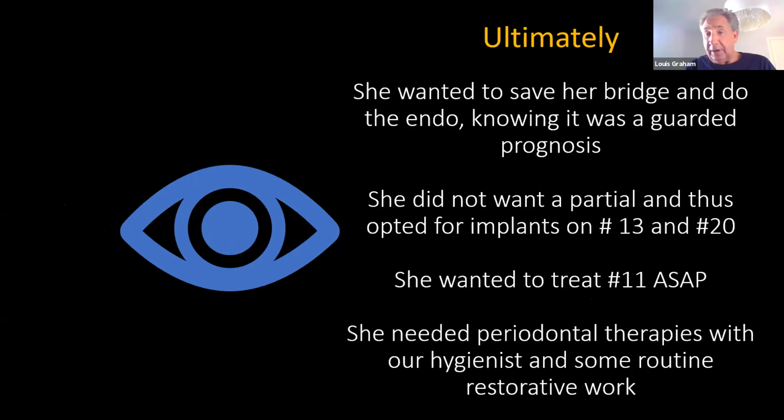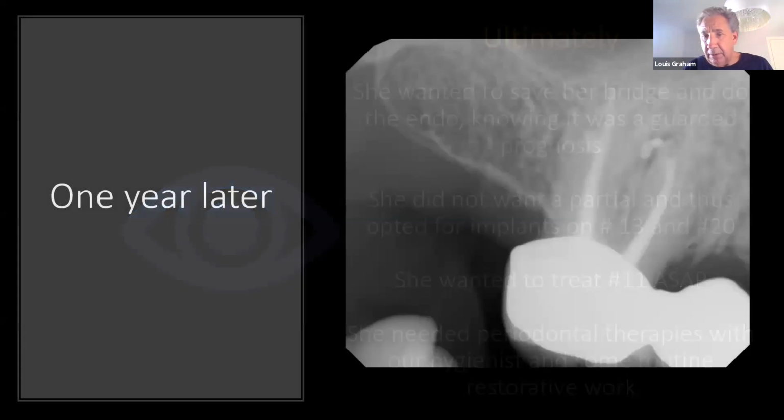Ultimately, she wanted to save her bridge. She knew it was guarded. She didn't want a partial. So we've already done implants on 13 and 20. She wanted to treat number 11 as soon as possible. And we started her perio.